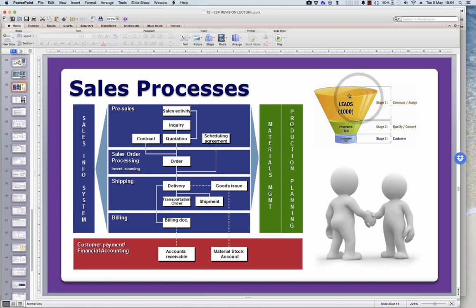You've got all these leads. Only 100 of those leads are turned into prospects that you might get, and only 10 of those might be customers you actually land. So it's quite a big filtering process. This is what's called the sales pipeline.